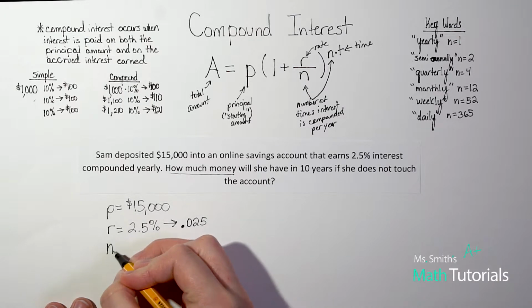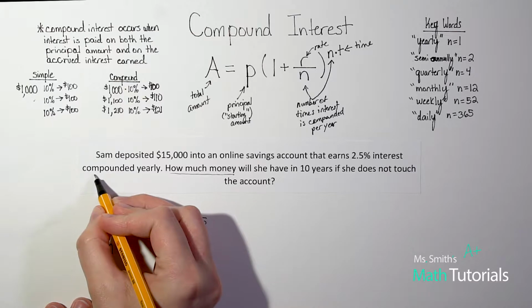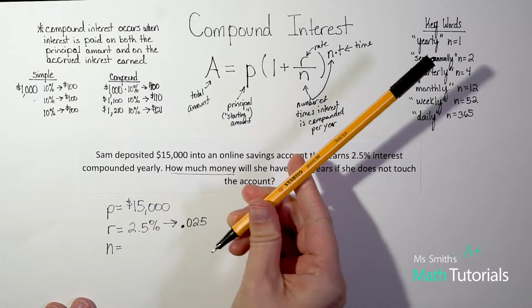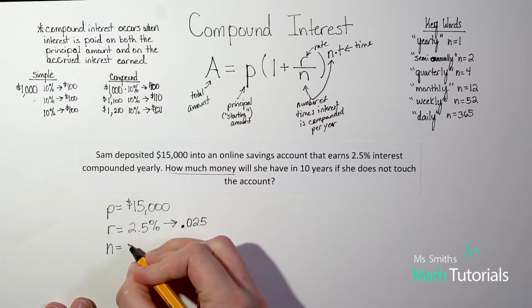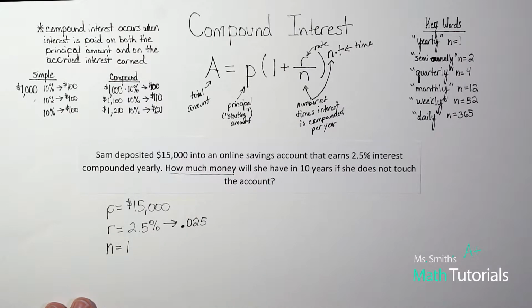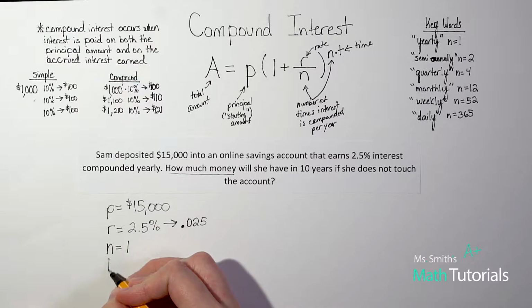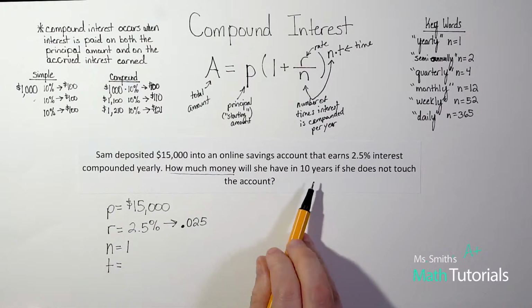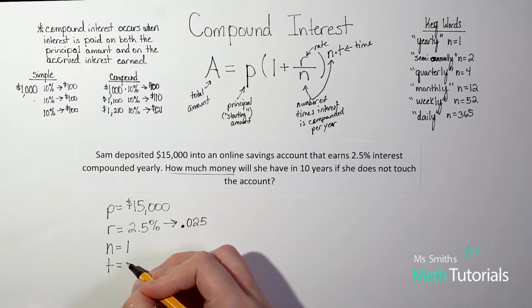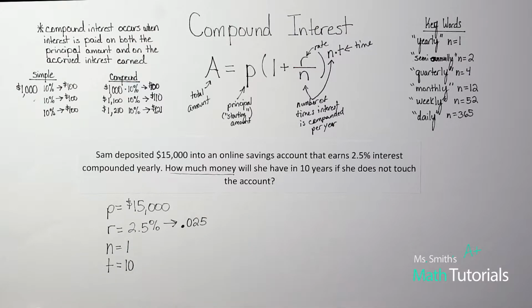N, they told me it was compounded yearly. And what did we say yearly was? N equals 1. And lastly, we need our T. T is time. How many years are we talking about? 10. So our T is 10.